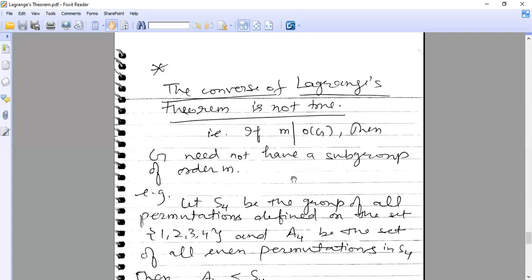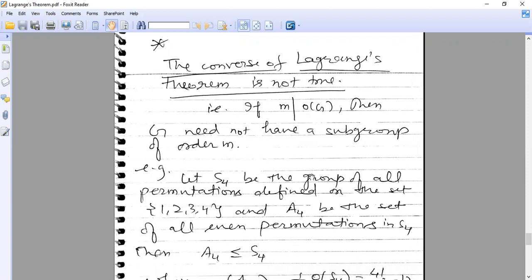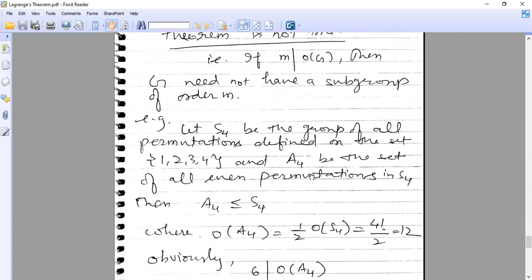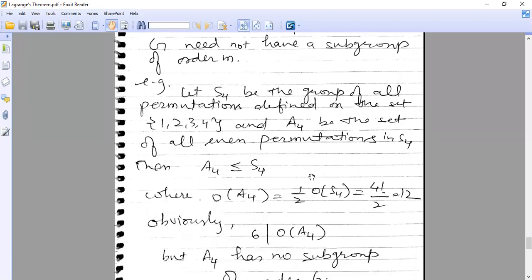So let us read this statement once. The converse of Lagrange's theorem is not true. That is, if m divides the order of G, then G need not have a subgroup of order m. For that, we have given a counterexample. S4, you already know what S4 is. S4 is the group of all permutations defined on the set 1, 2, 3, 4. And A4 also, we know that A4 is the collection of all the even permutations in S4.